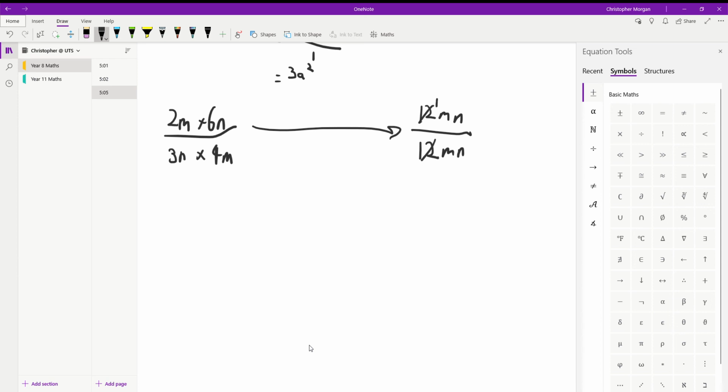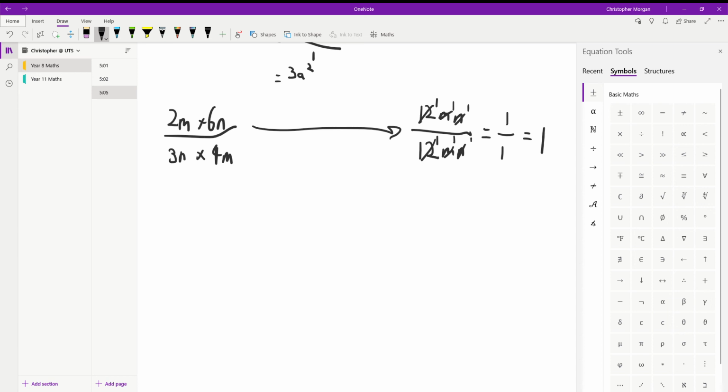That gives us 1 and 1. We can cancel the m's. That gives us 1 and 1. We can cancel the n's, which gives us 1 and 1. Okay, which equals 1 over 1, or just 1. It's funny how such a complicated question like this can have such a simple answer behind it.